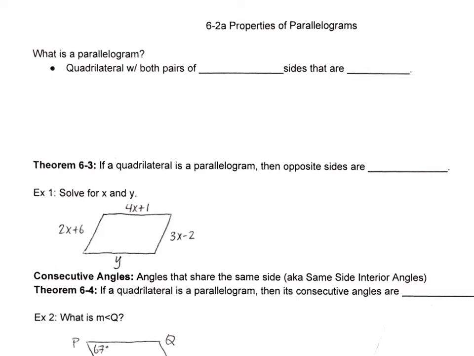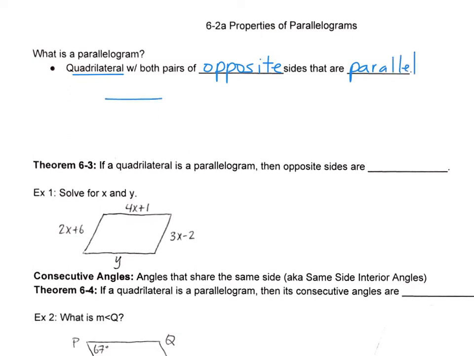When the lines are parallel, what kind of figure? Doesn't have to be a rectangle. A quadrilateral, right? It has to have four sides. So a rectangle is an example of a parallelogram, but it just has to be a quadrilateral with both pairs of opposite sides that are parallel.